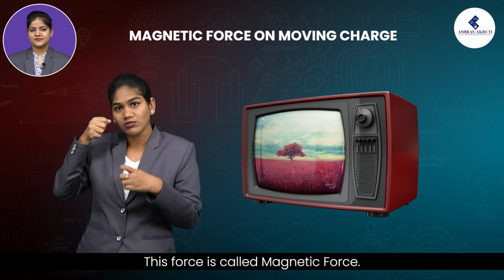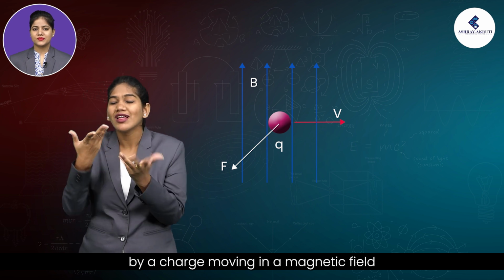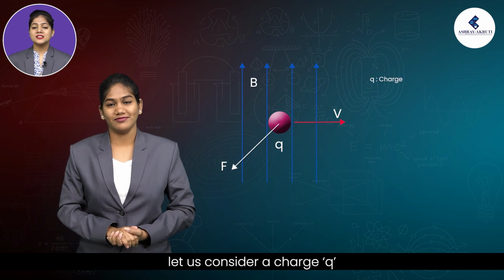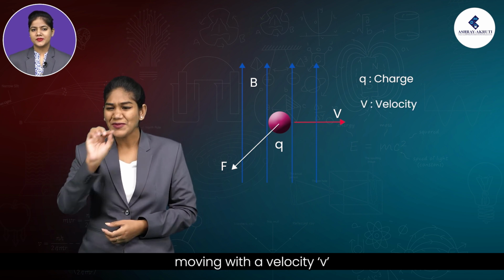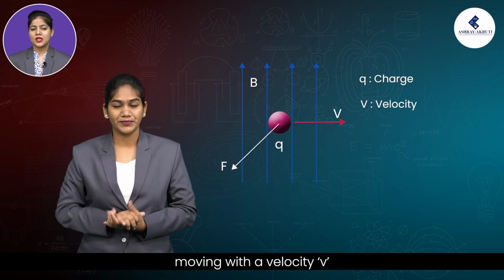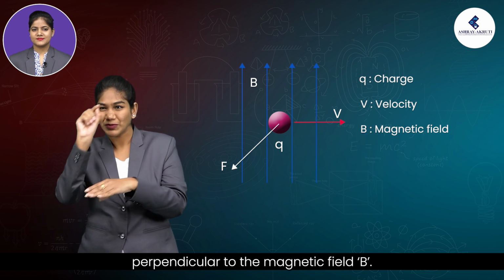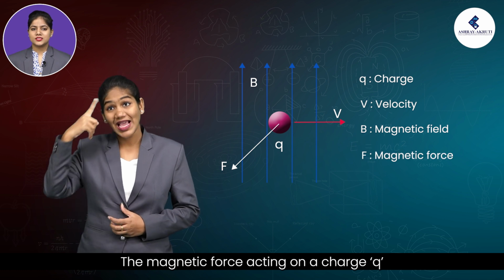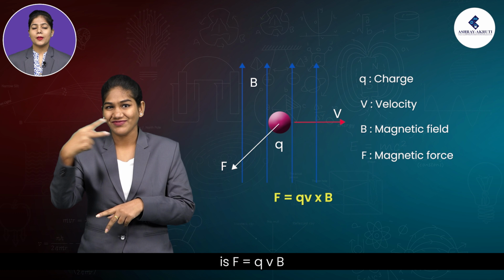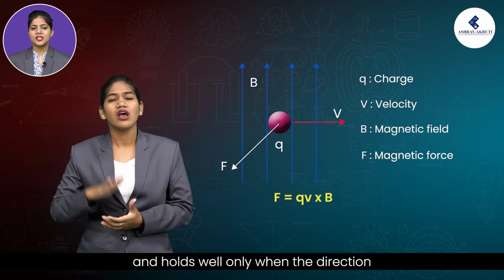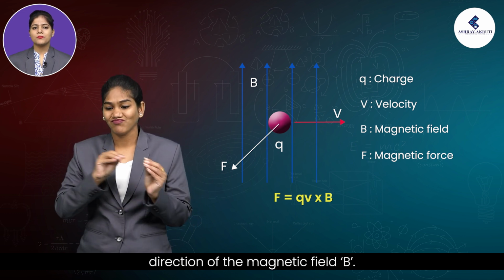To calculate the force experienced by a charge moving in a magnetic field, let us consider a charge Q moving with a velocity v perpendicular to the magnetic field B. The magnetic force acting on a charge Q is F is equal to Q V B, and holds well only when the direction of the velocity of the charged particle V is perpendicular to the direction of the magnetic field B.